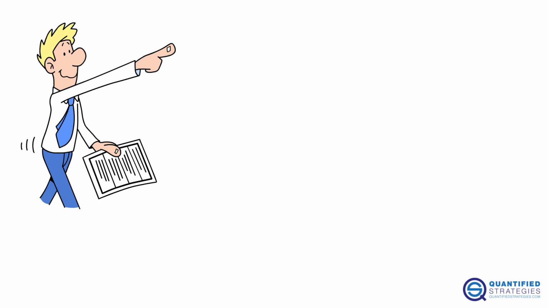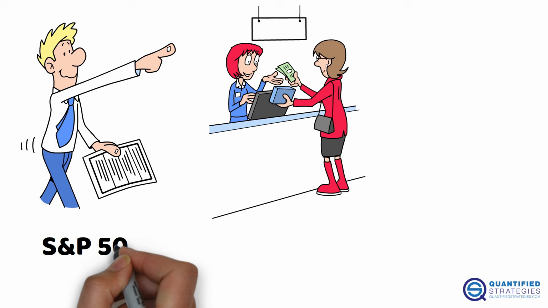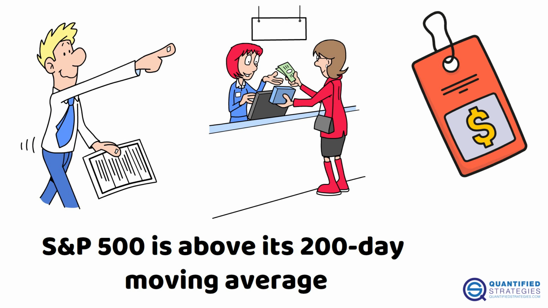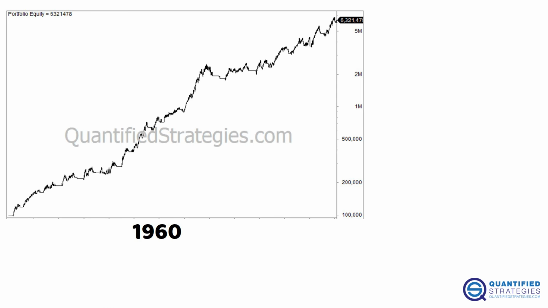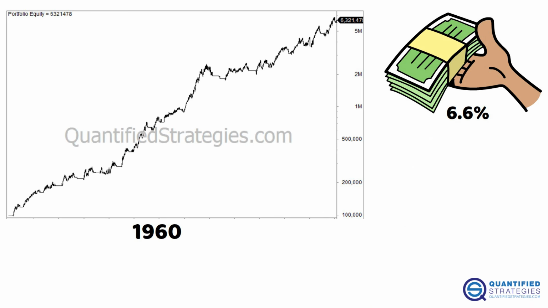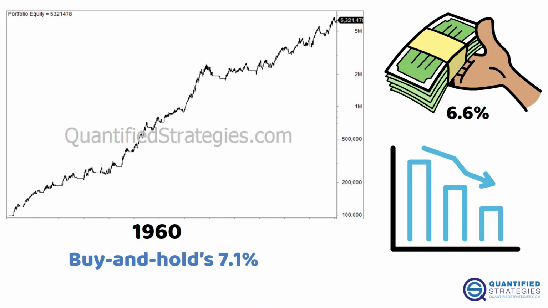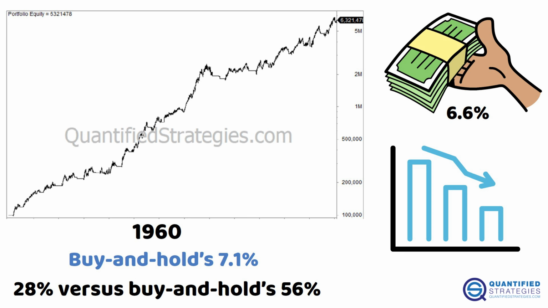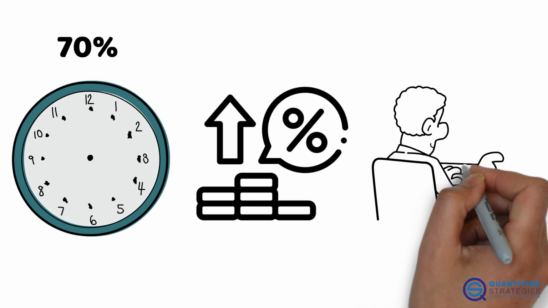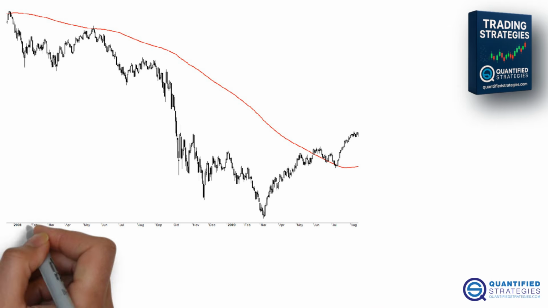Here's a simple strategy. You buy when the S&P 500 is above its 200-day moving average and sell when it drops below. Since 1960, this strategy returned 6.6% annually, almost as good as buy and hold's 7.1%, but with far smaller drawdowns. Only 28% versus buy and hold's 56%. You are invested about 70% of the time, and thus can make interest on your deposit when you are out of the market. Take a look at 2008.